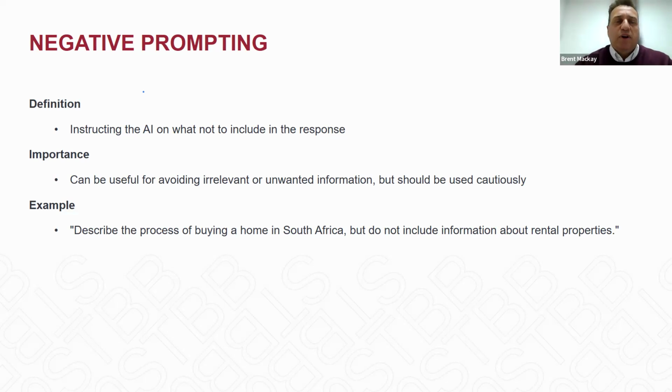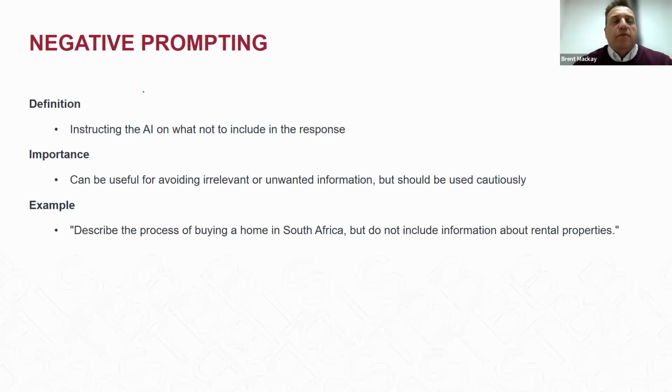If you don't tell it exactly what you want, it can be quite to the point and assume its own detail. So when it comes to telling it not to do things, be very careful and rather be more precise about the type of information you want rather than what you don't want. A good example is: describe the process of buying a home in South Africa, but do not include information about rental properties. Or you could say, what are the benefits for real estate agents in the Cape Town region when using AI specifically for property sales and not rental properties.